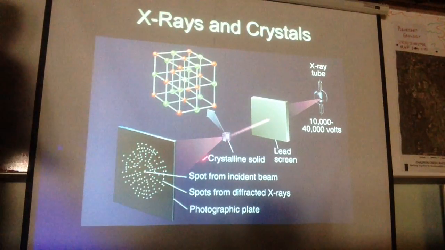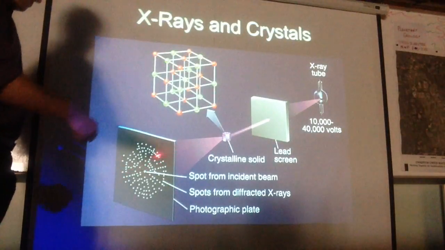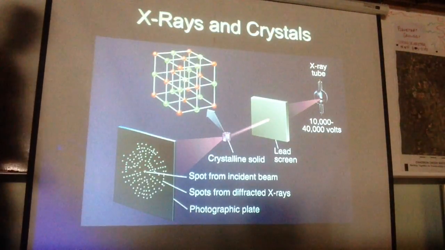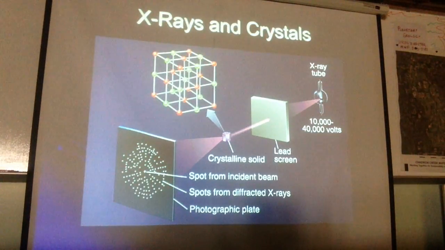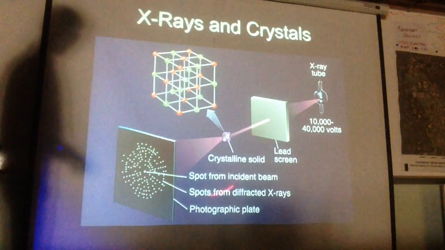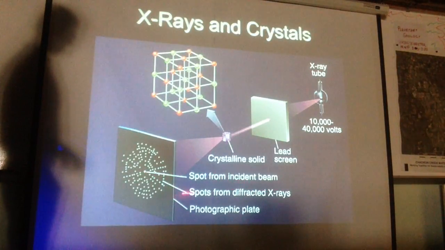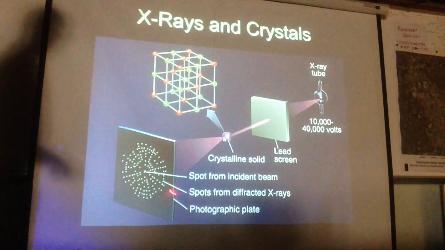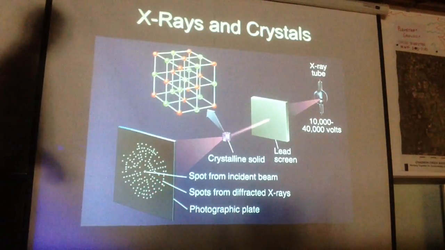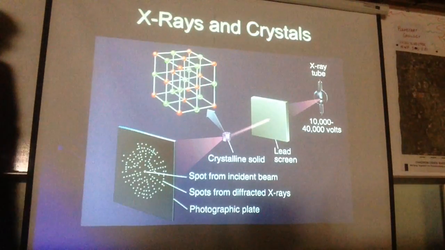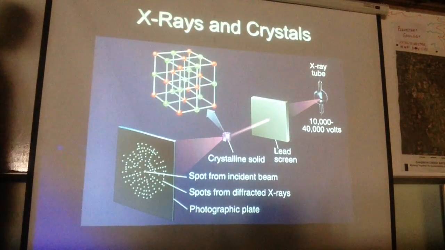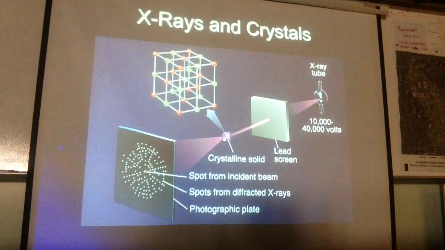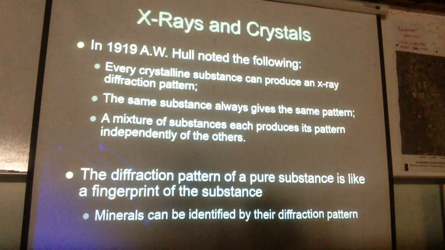And then as a result, the X-rays pass through it, and you get spots from the diffracted X-rays on a photographic plate. So that's basically what the machine does, and I'll show you a couple pictures of different machines as well. But where did this idea come from?